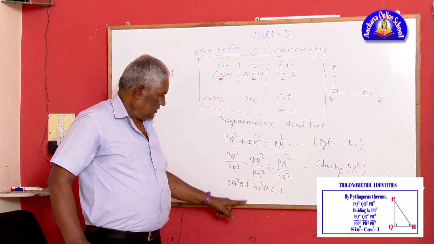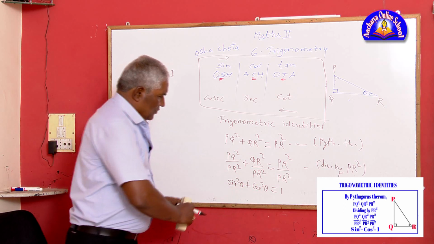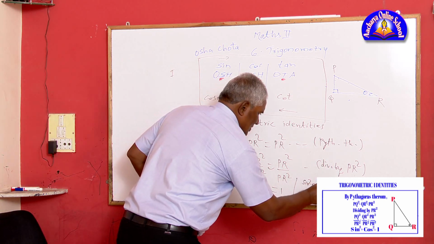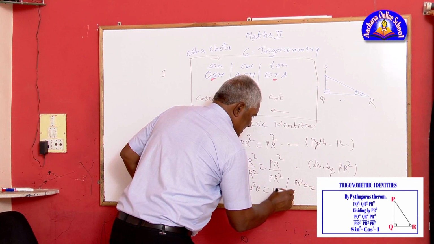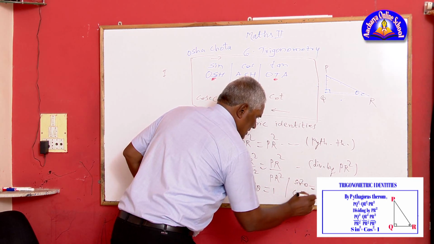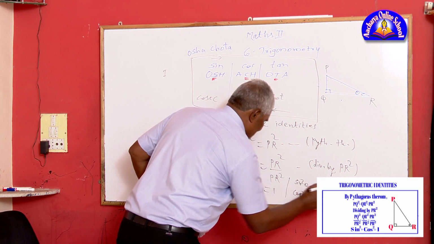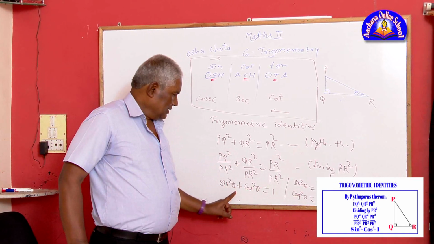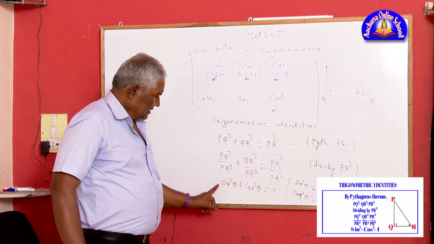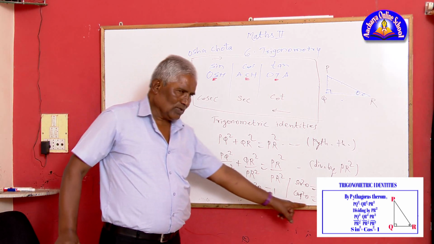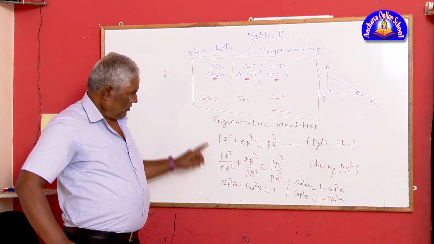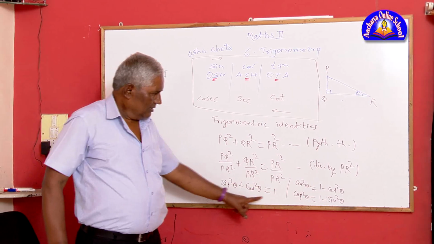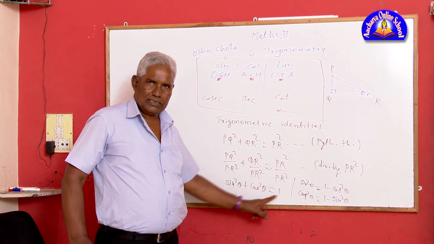Again two corollaries will be found out here. Suppose cos square is shifted to the right, then you will get sine square theta is equal to 1 minus cos square theta, or cos square theta is equal to 1 minus sine square theta. If you shift cos square to the right, you will get sine square equal to 1 minus cos square. Or if sine square is shifted to the right, you will get cos square equal to 1 minus sine square. That means from this formula we have proved three formulas. Actually this is the identity, and these are corollaries based on this identity.